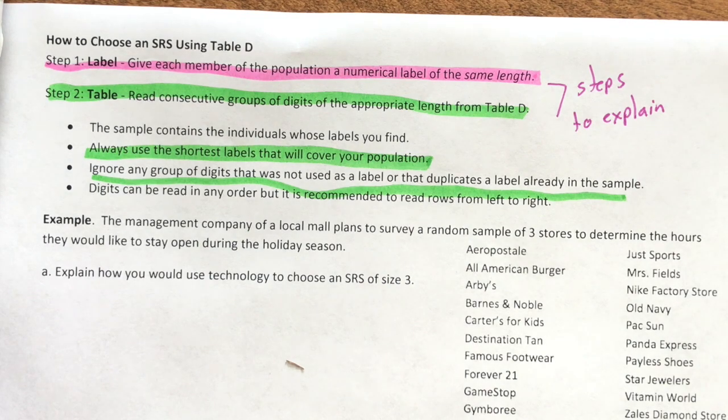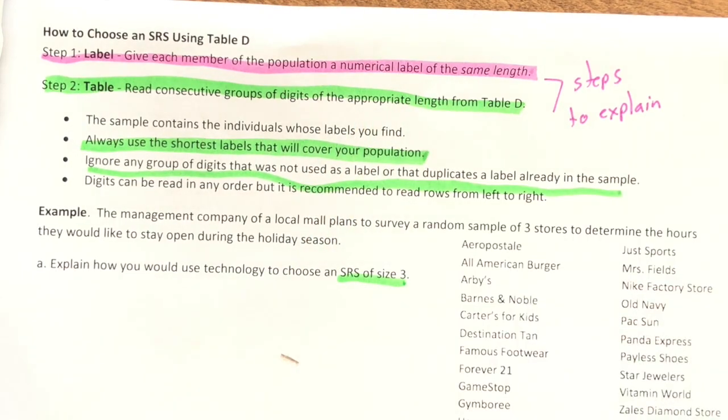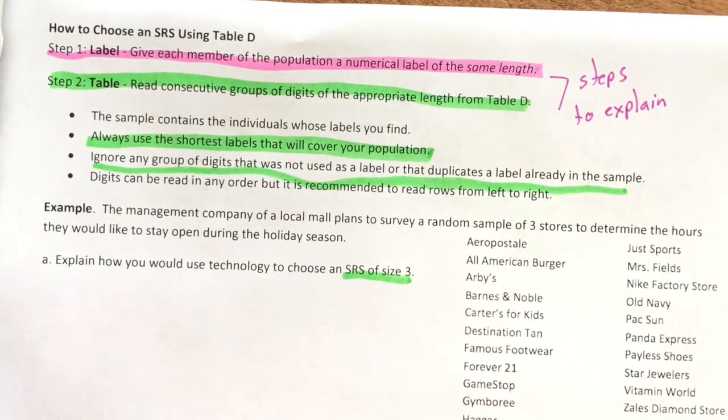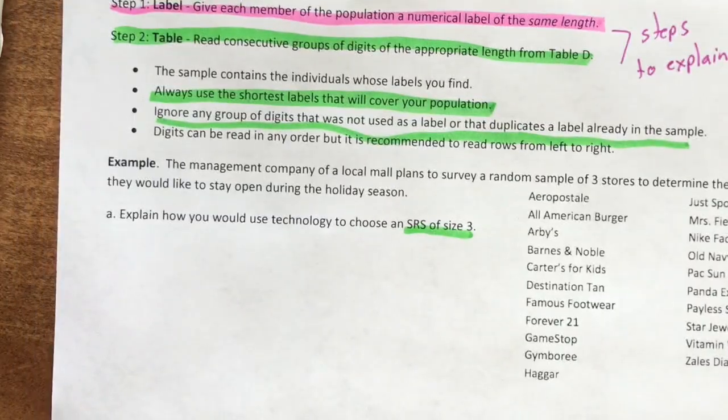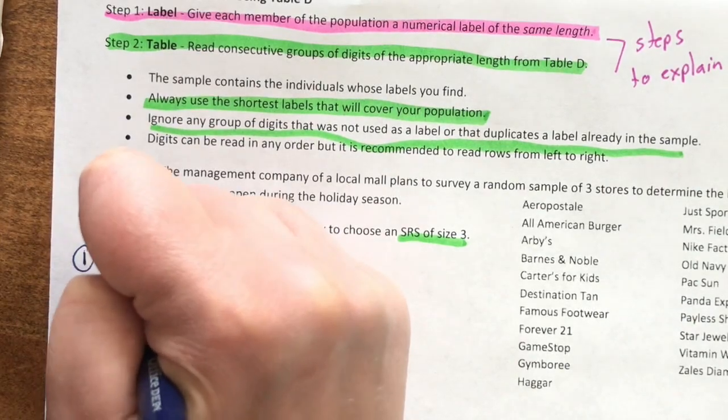Okay, so here's the example. The management company of a local mall plans to survey a random sample of 3 stores to determine the hours they would like to stay open during the holiday season. Explain how you would use technology to choose a simple random sample of size 3. Okay, so first we're going to use technology. In order to explain how we're going to use technology, we're going to do step 1, and step 1 is our labeling. So the first thing we're going to do is put a number 1 here, and we're going to talk about our labeling.